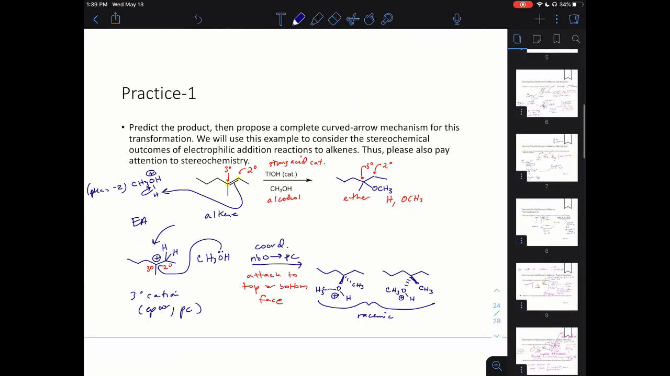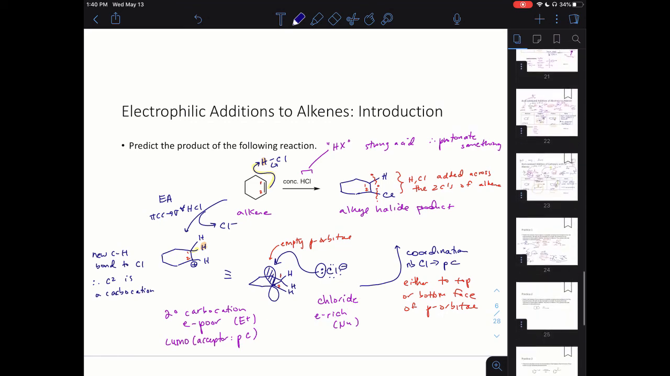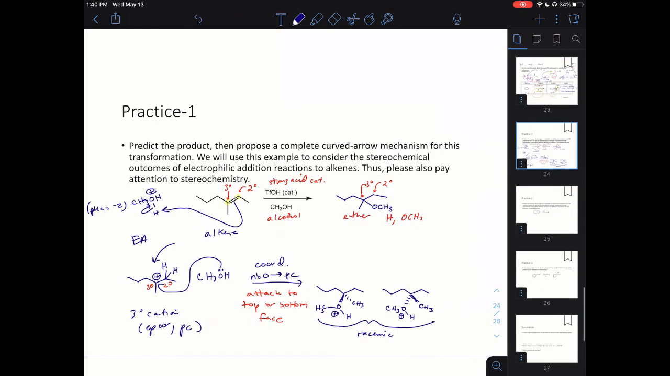We drew this out way back at the beginning, about an hour ago, right? We said chloride could attack either face of the p orbital. Same thing here, just a different nucleophile. Awesome, we're almost there. There's a pKa of these protonated ethers of about -2. So the alcohol will deprotonate the protonated ether to generate the racemic mixture. And I'm just going to show that proton transfer for one of the enantiomers for time's sake.